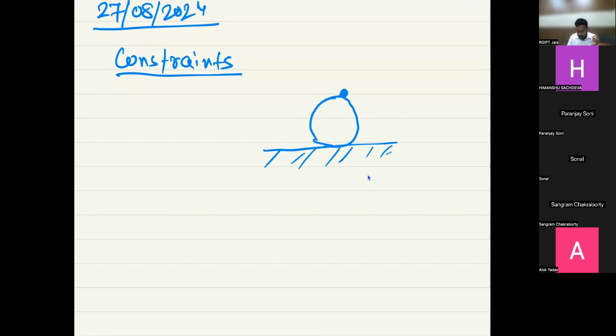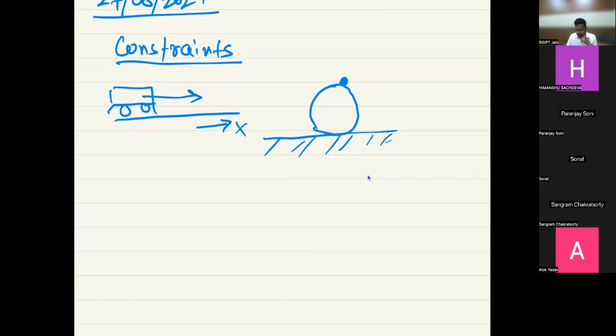Or let's say you have a car. So this is a road along the x-axis, and you have a car, and that car is restricted to move only along the x-axis. So that is also a constraint. Ideally, this bus could move in x, y, z, any other direction, but we impose this restriction that it should move only along the x direction. So that is a constraint imposed on the motion of the particle, or the motion of this bus.